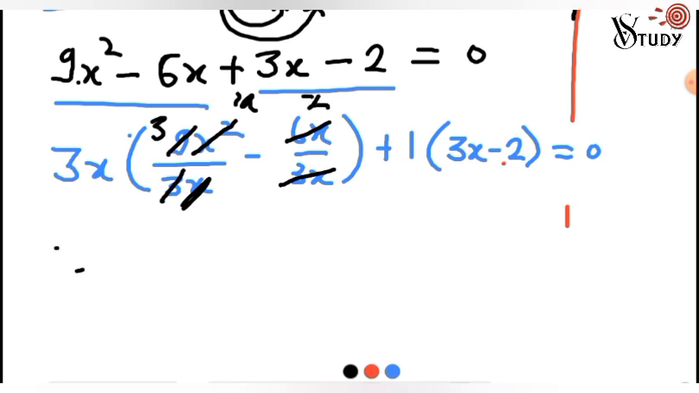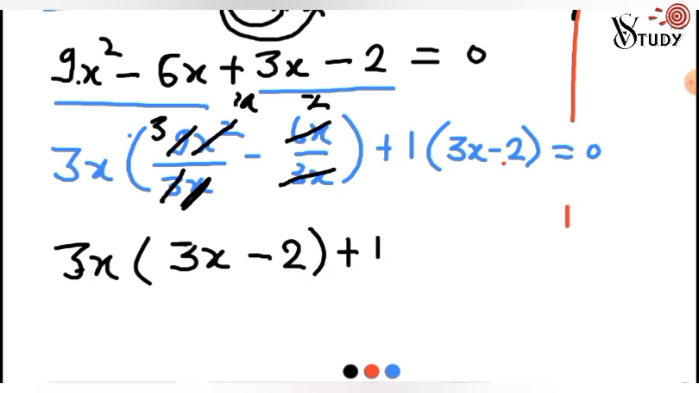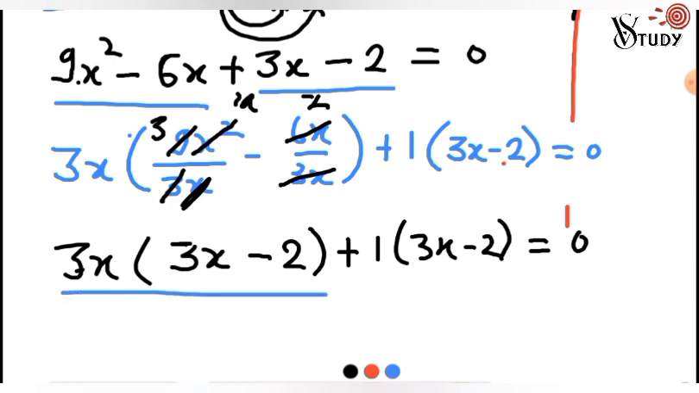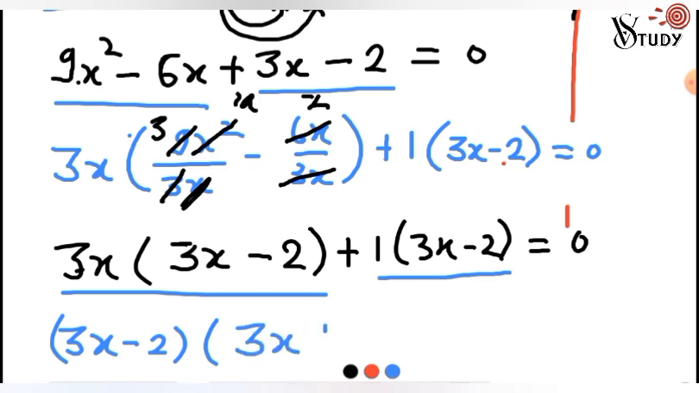So we have 3x into 3x minus 2 plus 1 into 3x minus 2 will be equal to 0. Now we have two terms, first term and second term. From both the terms, again we can take 3x minus 2 as common, and after taking the common, the remainder is 3x plus 1 is equal to 0.